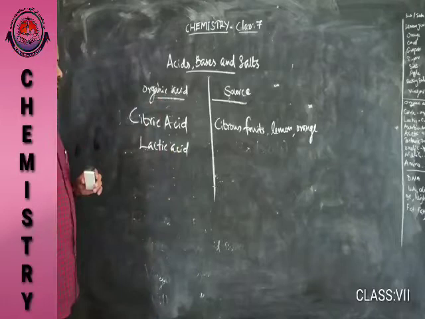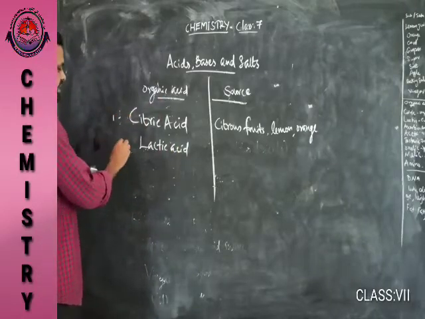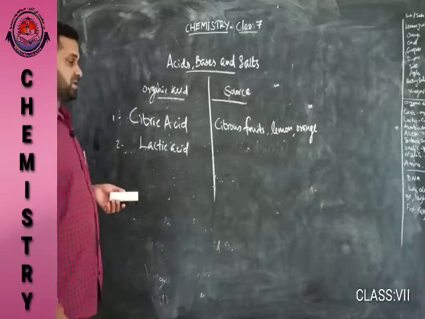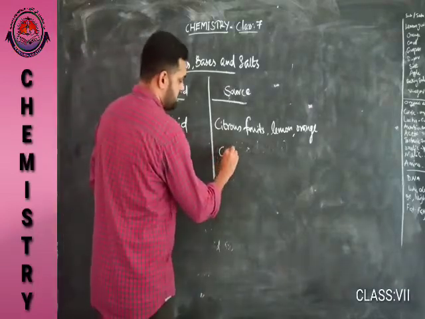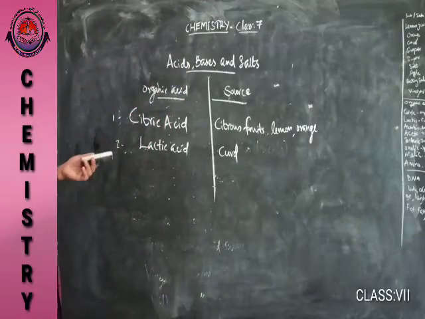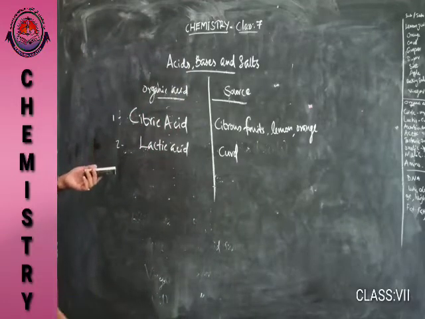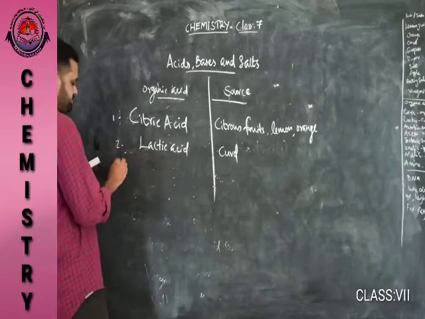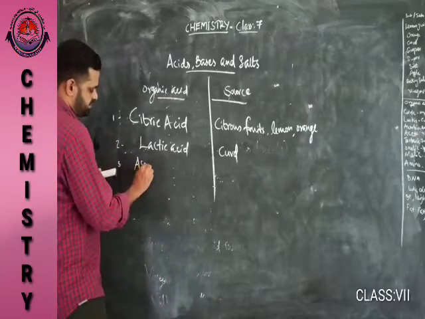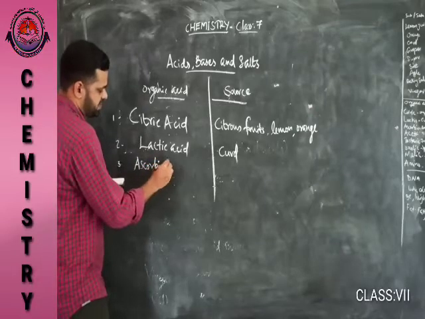Then lactic acid. All these are organic acids. The first one is citric acid, the second one is lactic acid. From where do we get lactic acid? That is curd. Curd contains lactic acid. Lactic acid is another organic acid. Then the third one, ascorbic acid.